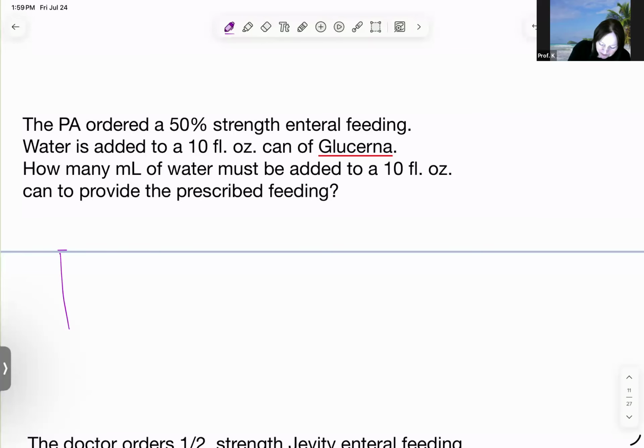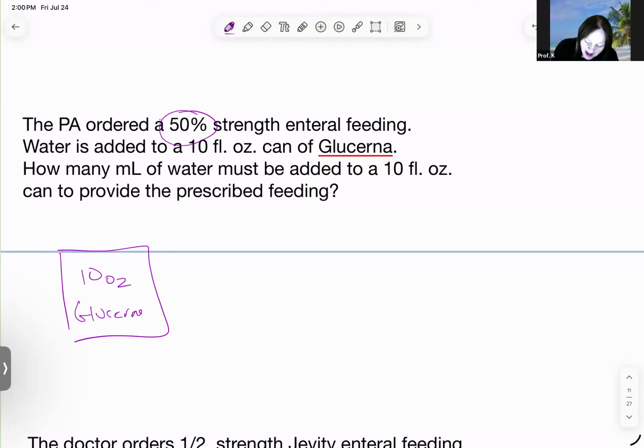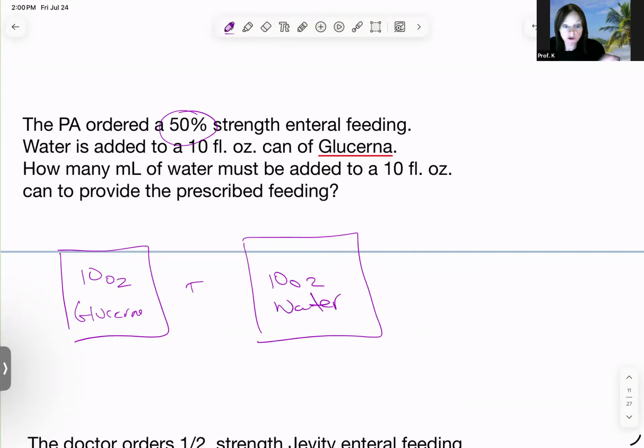You go into the pantry and you have to get Glucerna, and all they have is a 10-ounce can of Glucerna. Now, to make that half strength, I have to add equal parts water, right? So that's 10 ounces of water. Do you all agree with me right there? Right? But what's the rule about intake and output? I need to know it's in milliliters. Right. So it's asking you how many milliliters of water.